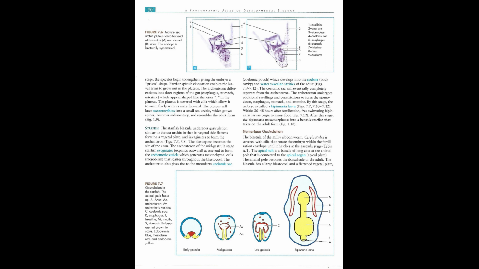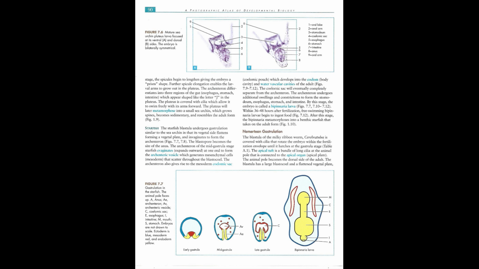The archenteron also gives rise to the mesodermal coelomic sac, or coelomic pouch, which develops into the coelom, body cavity, and water vascular cavities of the adult, Figs. 7.9 to 7.12. The coelomic sac will eventually completely separate from the archenteron. The archenteron undergoes additional swellings and constrictions to form the stomodeum, esophagus, stomach, and intestine.